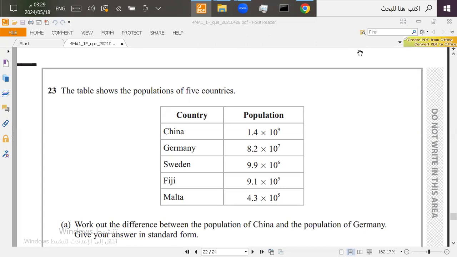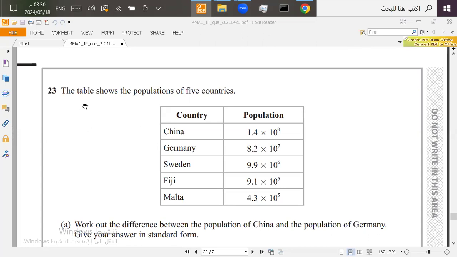In this video, we're going to talk about Foundation 21 1F paper 1. Now let's continue the questions. We stopped at question 23. In question 23, let's take a look here.